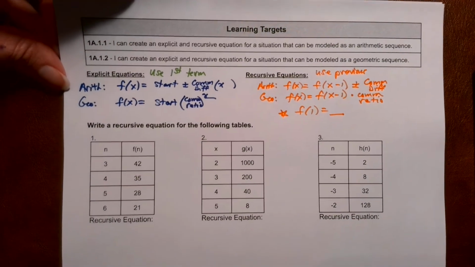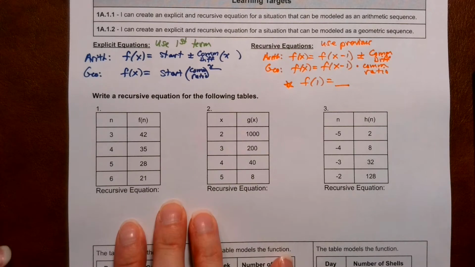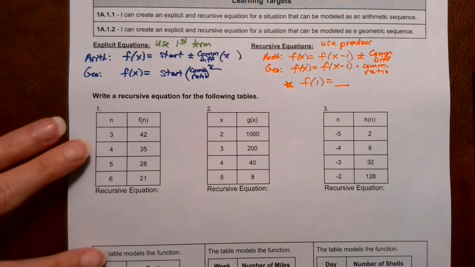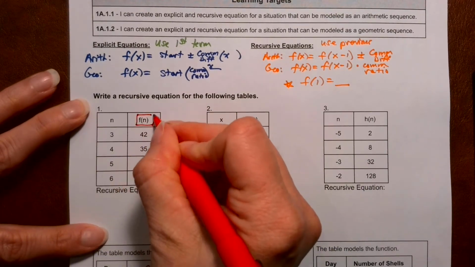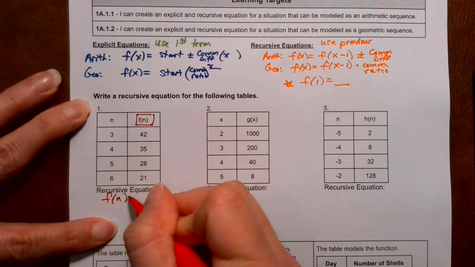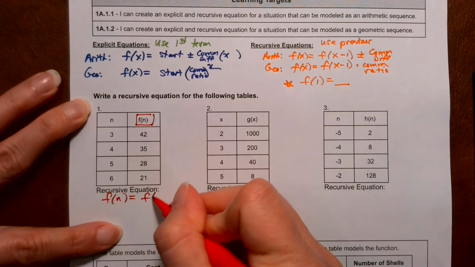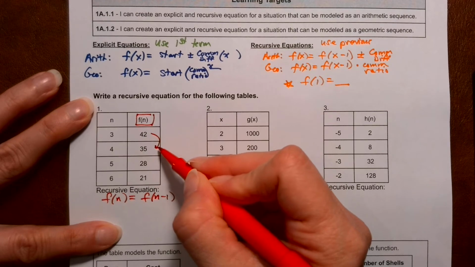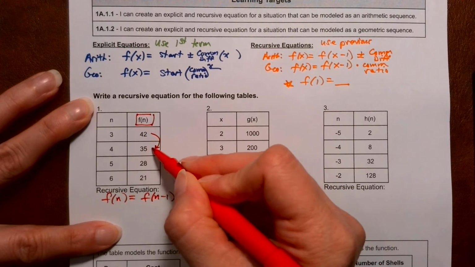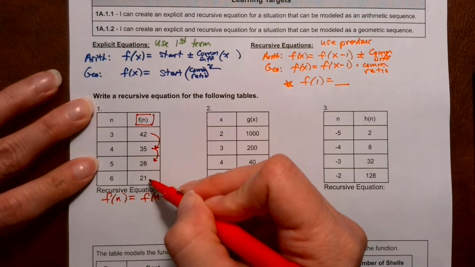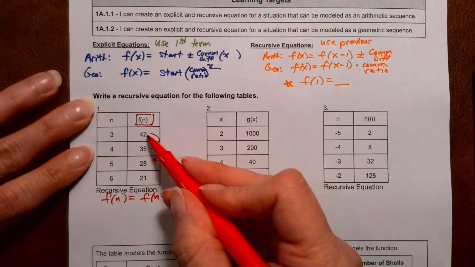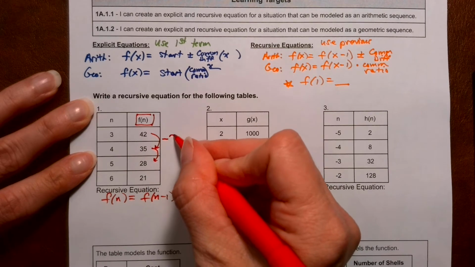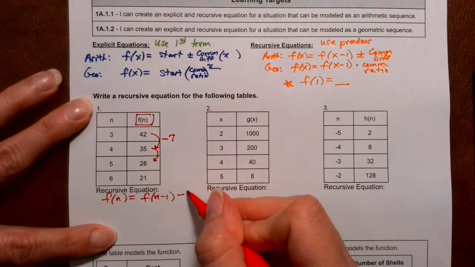Let's go over how to do this a little bit. The first couple here are recursive, and recursive uses the previous. So I'm going to call my function f of n. f of n says you take the previous and then you do something. What's happening here? It looks like the numbers are going down by 7. So the common difference there is subtract 7.